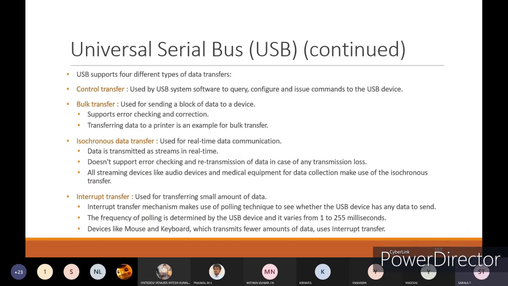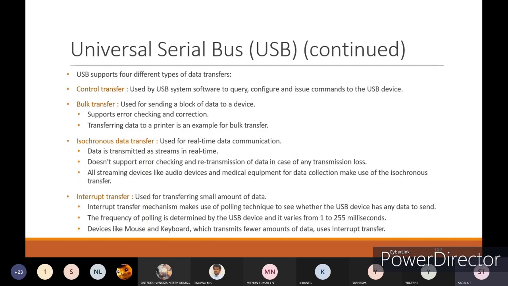Bulk transfer is used for sending a block of data to a device, and it supports error checking and correction. Transferring data to a printer is an example of bulk transfer. You connect the USB to the printer, and then you can transfer the data. That is a bulk transfer through the USB to the printer.